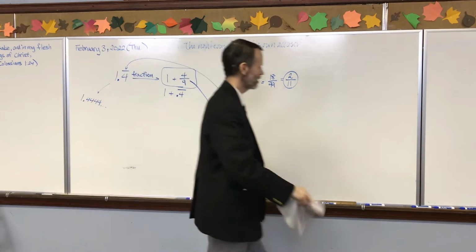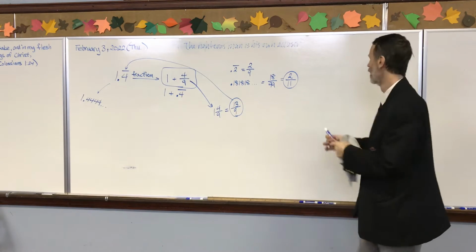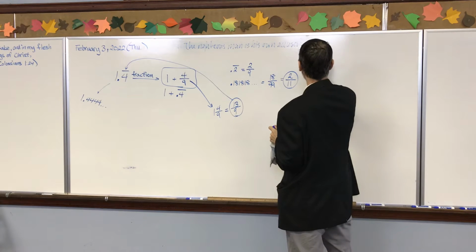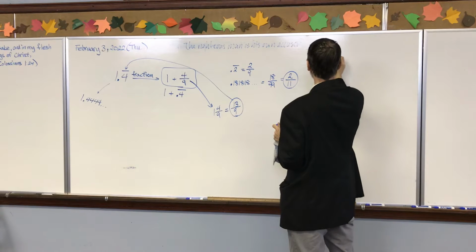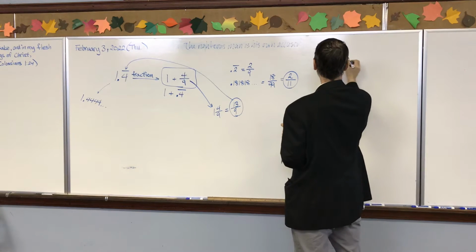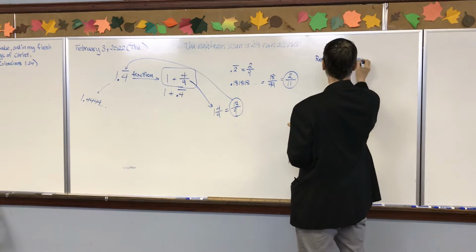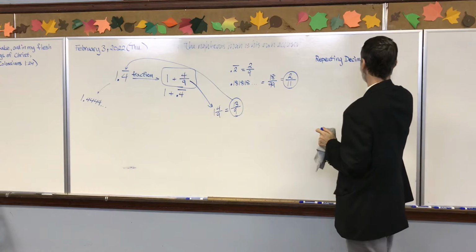Now, standard trick number 2. This is, by the way, the repeating decimal algorithm.